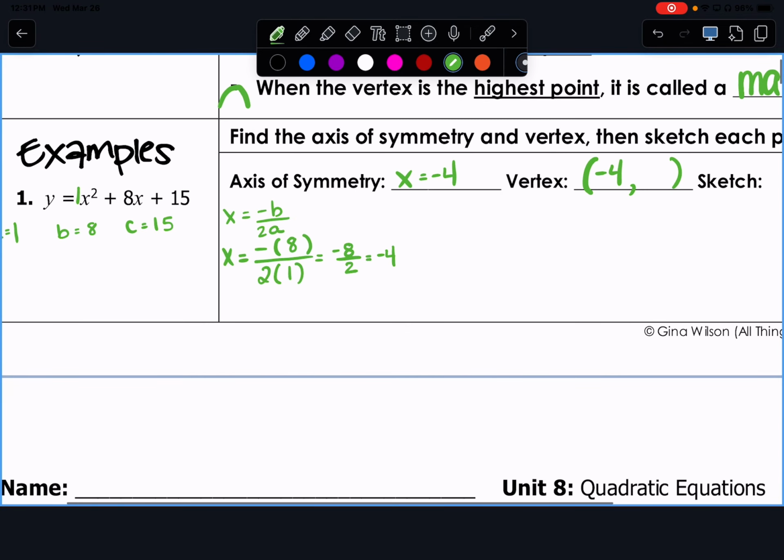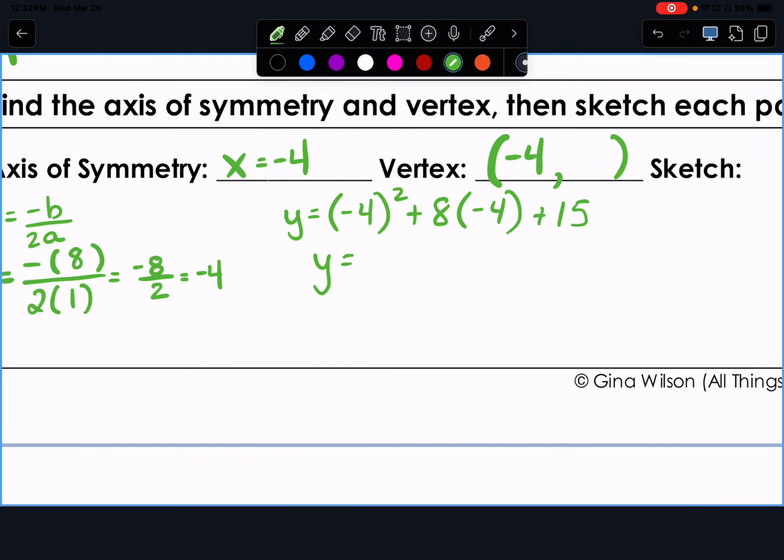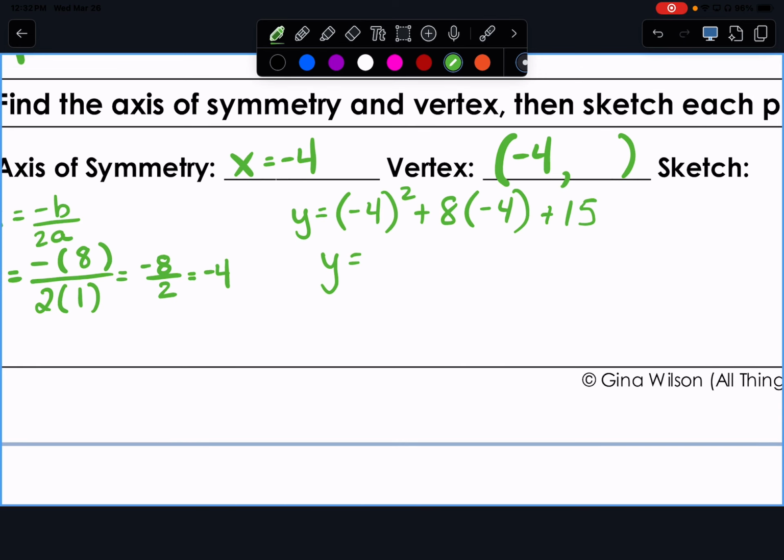Okay, so we are going to plug into that original equation, and we're going to do y is equal to, instead of x, I'm going to do parentheses negative 4 squared plus 8 times parentheses negative 4 plus 15. And I'm going to evaluate that with my calculator. And once we do that, what do we get? Oh, I did something wrong with that. Negative 1. Is that what y'all got? So that is our vertex, the point negative 4, negative 1.